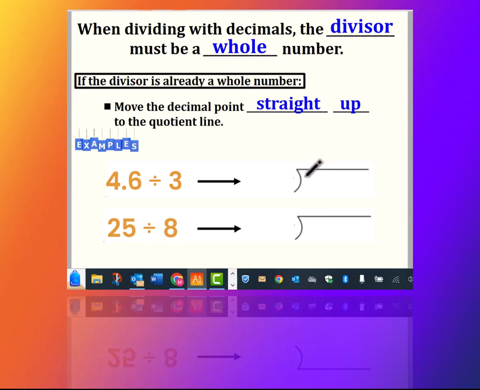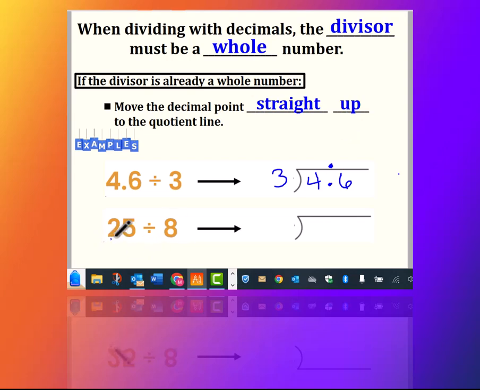So when we write our problem, our divisor goes on the outside. Inside is the 4.6. Make sure your decimal is large enough to see it. You don't want it just to be a little speck. And because our divisor is a whole number, you bring the decimal point straight up. I always do this at the beginning before I start dividing, just to make sure that I don't lose or forget about the decimal point.